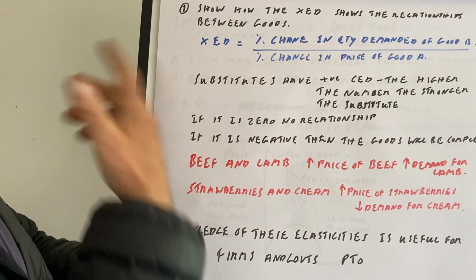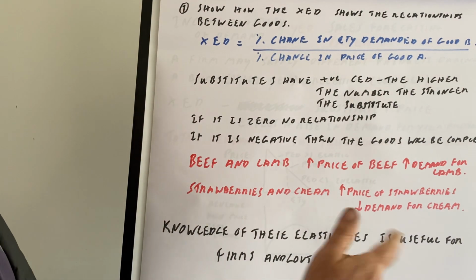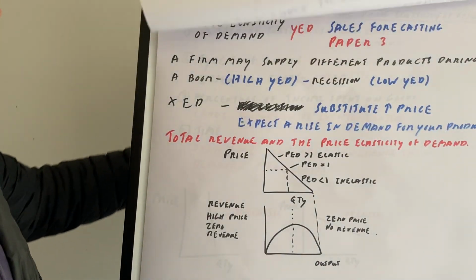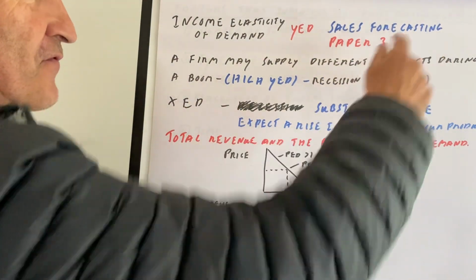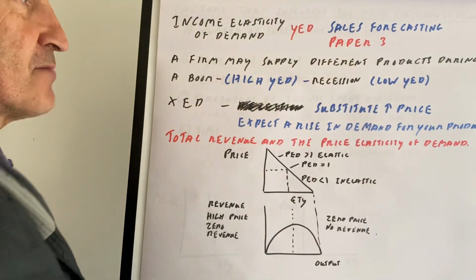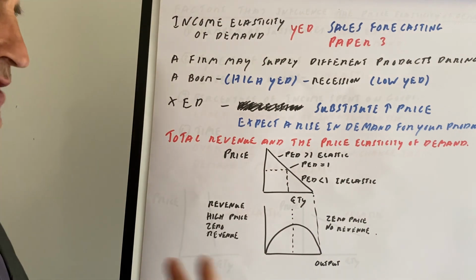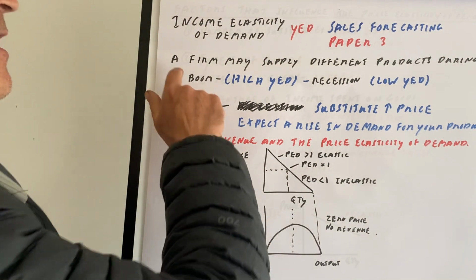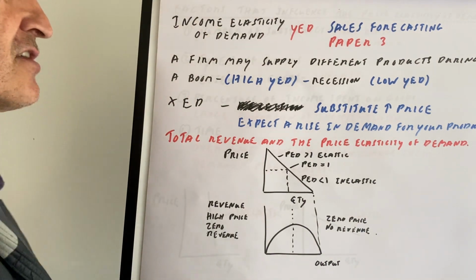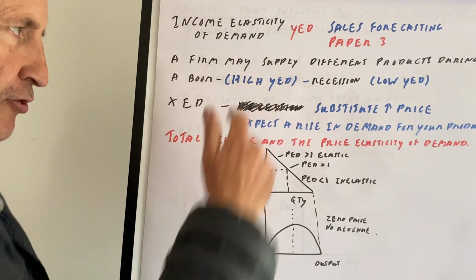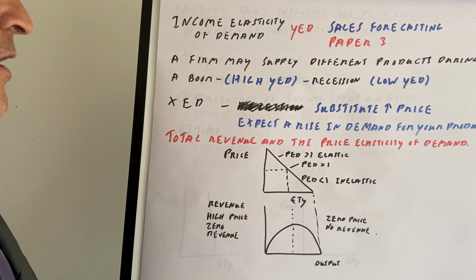Okay, so you've got to differentiate between income, cross, and price elasticity of demand. So you need to have a good knowledge of these elasticities. The income elasticity of demand can also be used for sales forecasting. This came up on last year's paper 3. So why is it useful for sales forecasting? A firm may supply different products during a boom. So if they've got a high income elastic demand, then you may have more luxury products, but in a recession, you have products with a low income elasticity of demand.